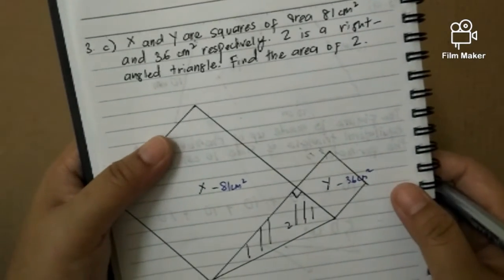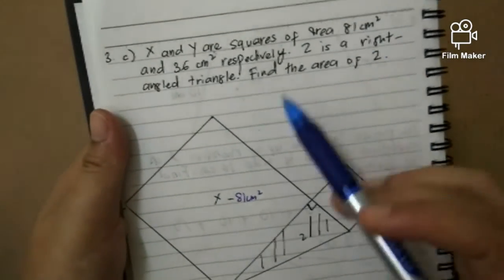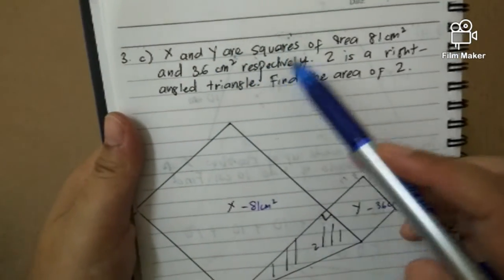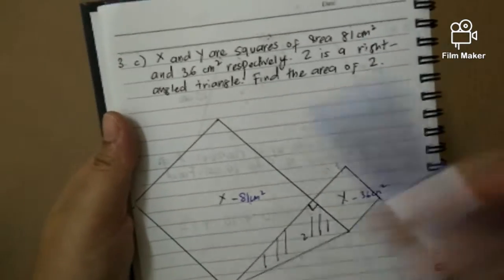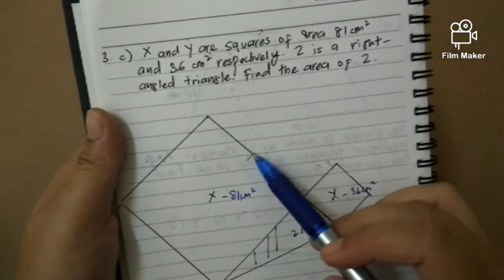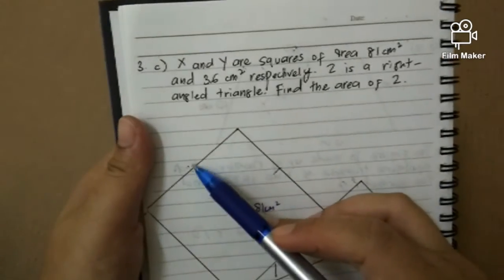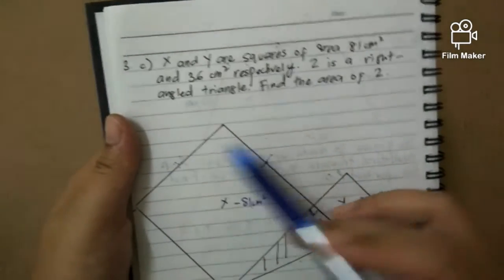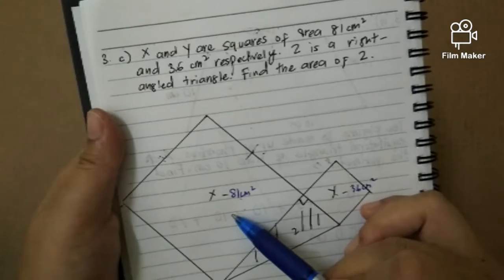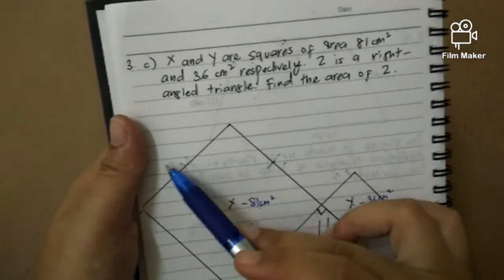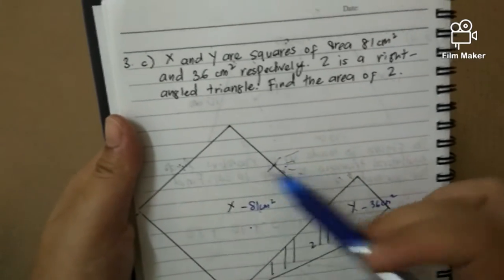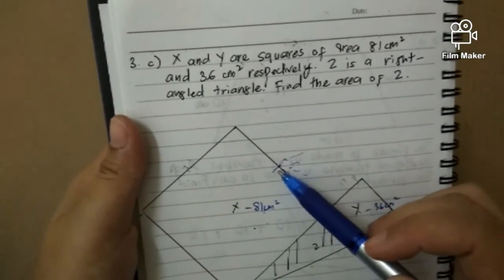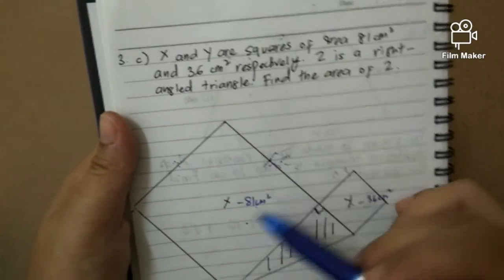Now you have to remember x and y are squares. So what is the formula of square? This one times this one. What times what is 81 cm square? This number must be the same number because square, all sides are equal, so these two must be the same number. So what number times what number equals to 81 cm?